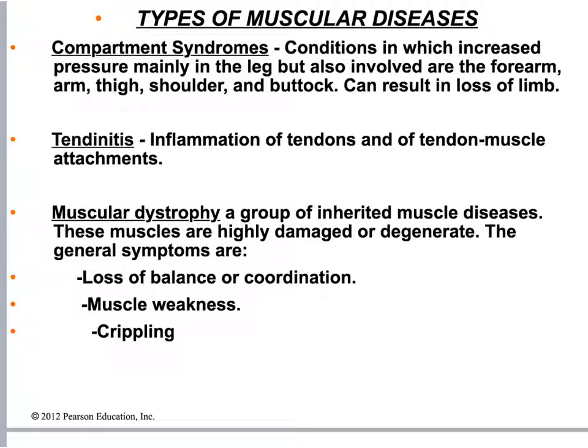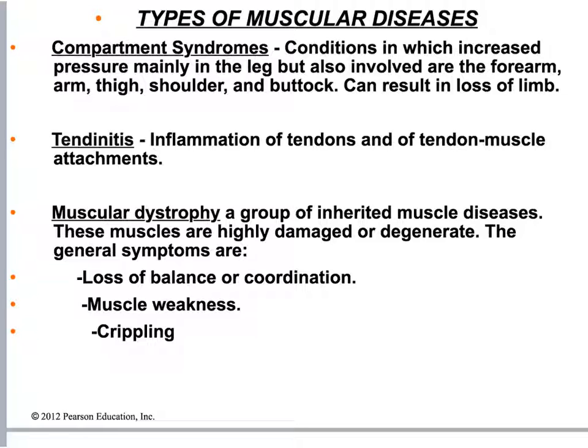Now we're going to go over some muscular diseases. The first one, what we just want to touch on, is compartment syndromes. This is a condition in which there is increased pressure mainly in the leg, but it can also be in the forearm, arm, thigh, shoulder, and buttocks. It can also result in a loss of a limb in an extreme case.